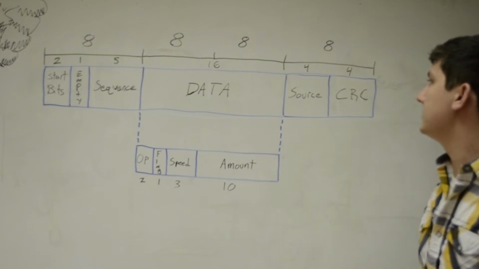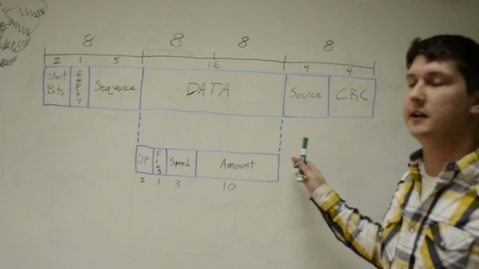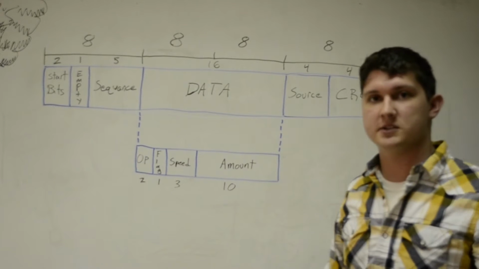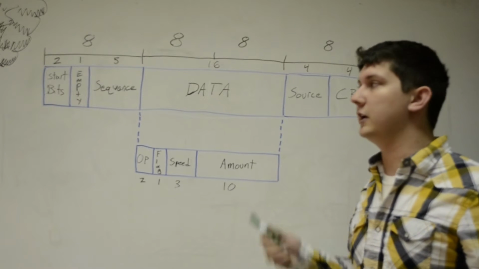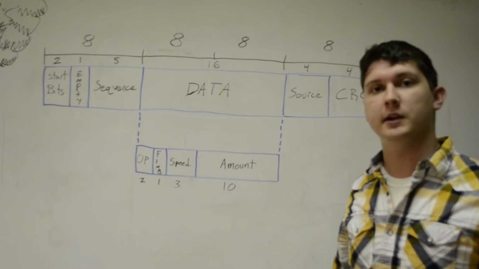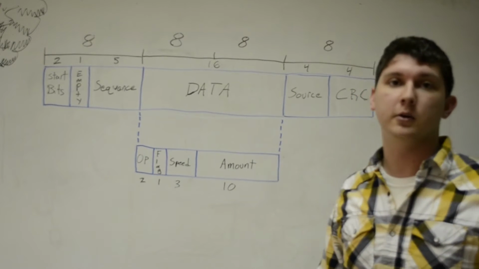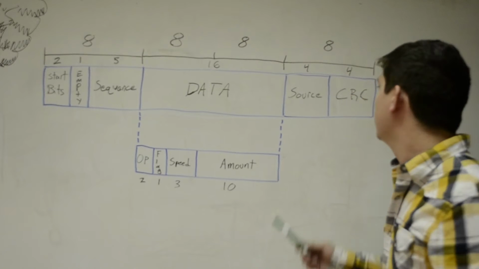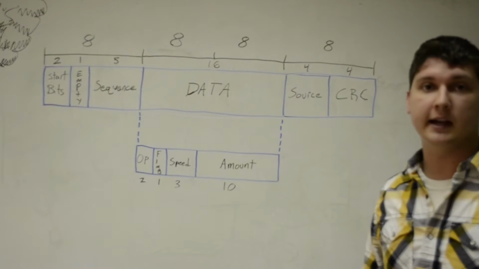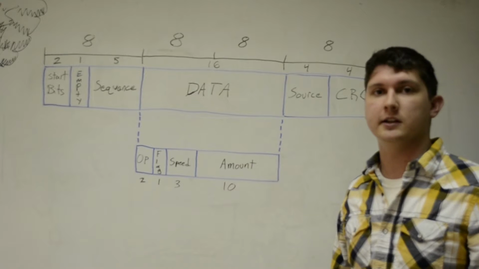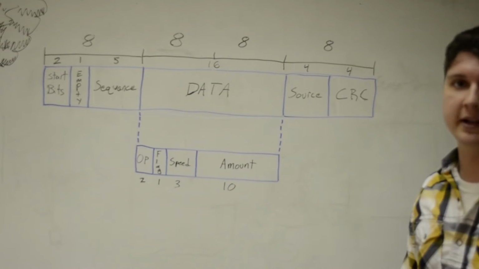When we get back to the main message format, after we put the data in it, it has a source. The source is the sensor that the value is coming from, so we can differentiate between the different values being returned from the sensors, or the motor code when we are sending a value to the motors. And then finally, and most importantly, it has a CRC checksum, which is 4 bits.